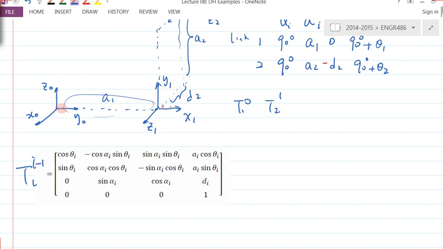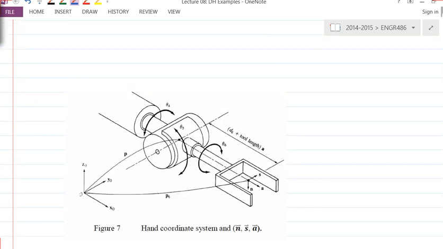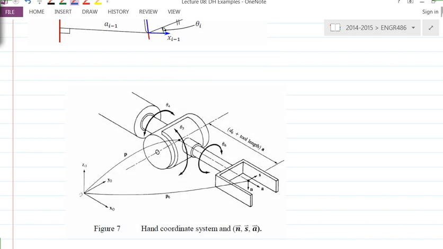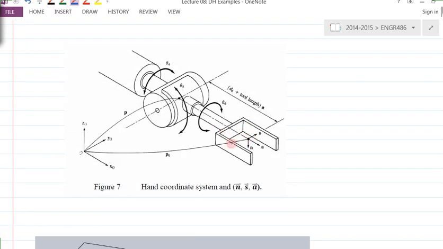And S, the S is basically, if you have a gripper, then the close and open direction of the gripper is the Y direction. And the last one, the X, is determined to satisfy the right hand rule. So basically A is the approaching direction, and S is the close and open direction of this gripper. Sometimes you call it the sliding direction. That's how you assign this in NSA.